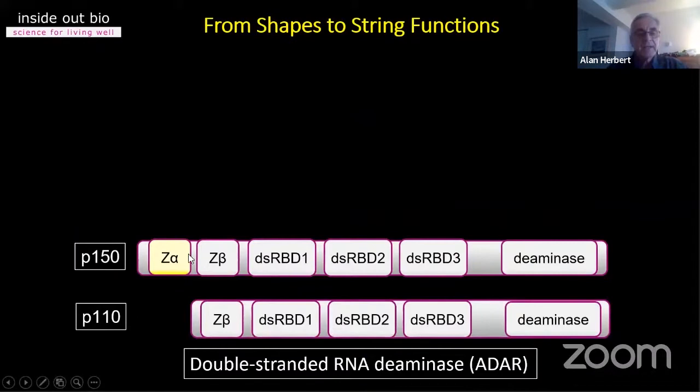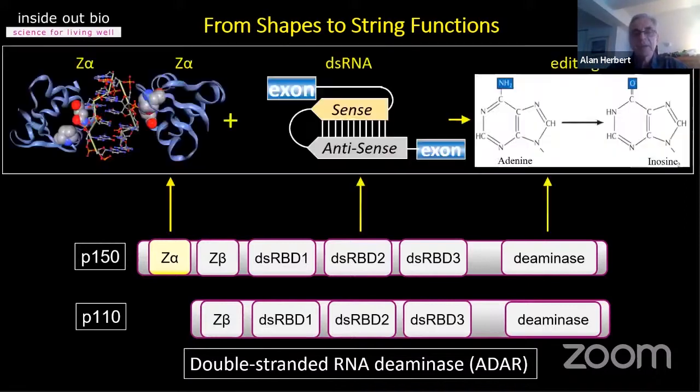So the Z alpha domain was isolated in this enzyme that Sasha introduced, this enzyme called ADAR, which is a double-stranded RNA deaminase, and it has a Z alpha domain which binds zDNA and zRNA. And it also has double-stranded RNA binding domains, which are structure-specific and not sequence-specific. And it has this attached to a catalytic domain that performs the editing function. So it's an example of where you're mapping shape functions to string functions.